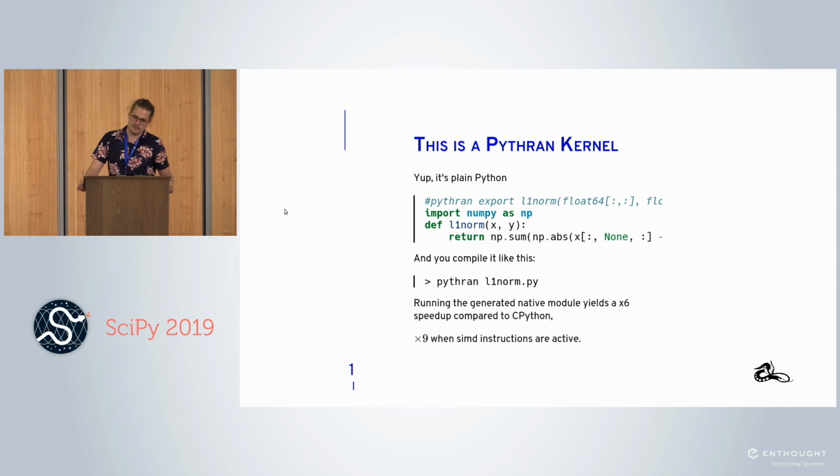Then you compile it on the command line with pythran, whatever your script name .py, and it's going to generate a native module which has about a 6 times speed up compared to CPython, and 9 times speed up if Pythran is using the library that I also was working on, which is called XSIMD.